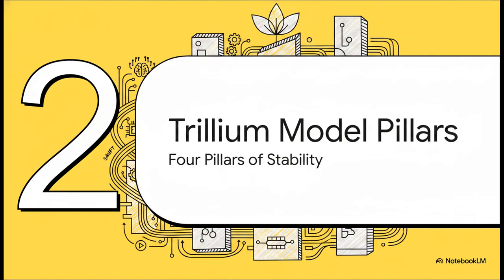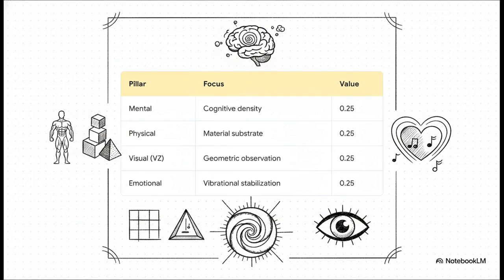Moving to Section 2, how do those foundational physics actually manifest into a balanced conscious experience? Enter the Trillium model. To have a conscious mind, you need the 4 pillars of stability: mental, which is cognitive density; physical, the material substrate; visual, for geometric observation; and emotional, for vibrational stabilization.